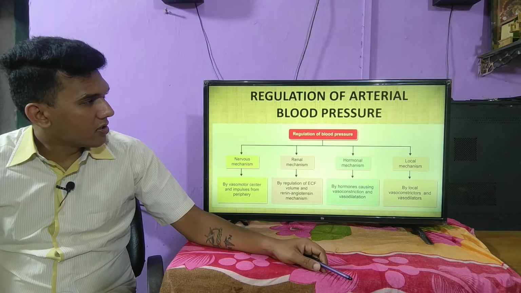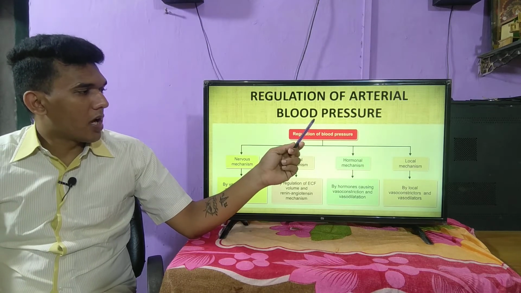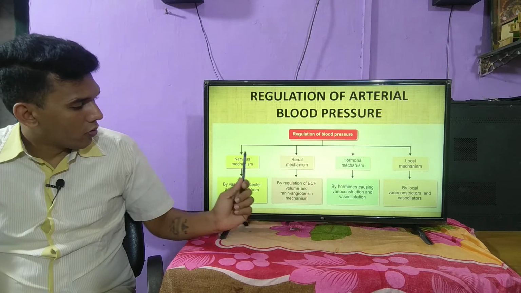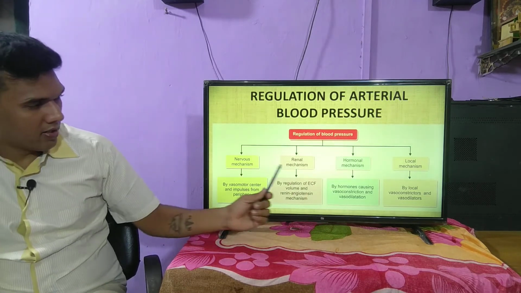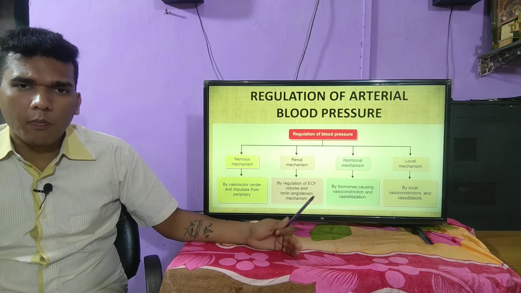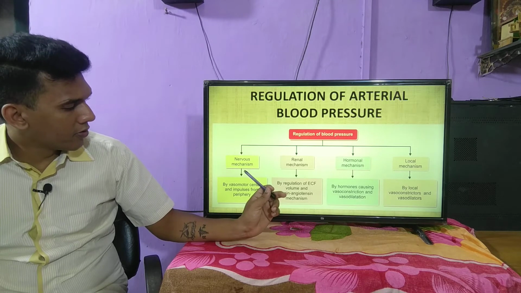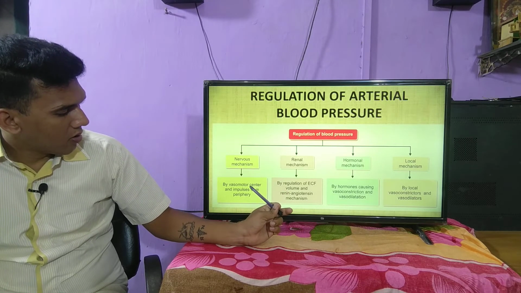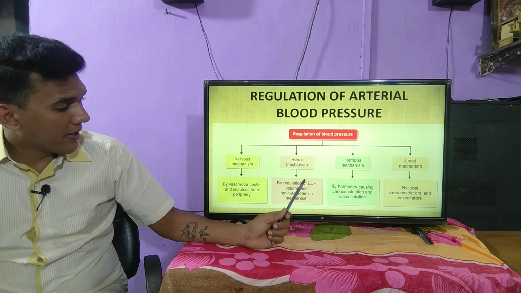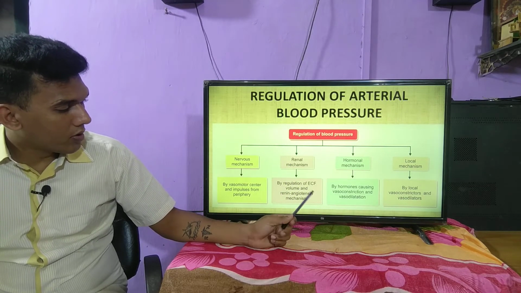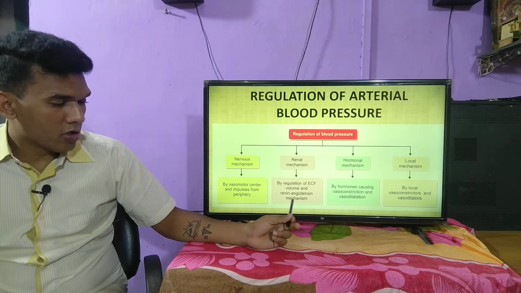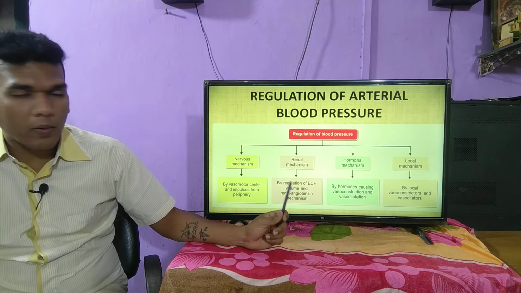Okay. Next we will see the very important topic, the regulation of the arterial blood pressure by various mechanisms. We are mainly going to see the nervous mechanism and the renal mechanism. Hormonal mechanism and local mechanism are not that important. The nervous mechanism is by the vasomotor center and impulses from the periphery, and the renal mechanism is by regulation of the extracellular volume and the renin-angiotensin mechanism. We will see these two one by one.